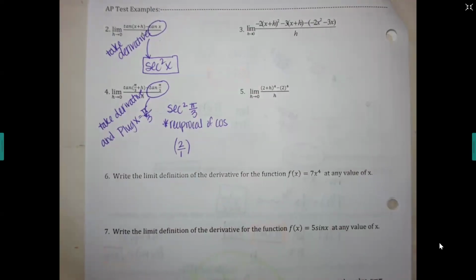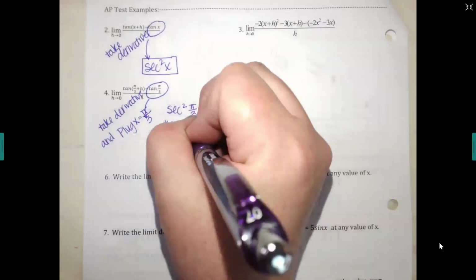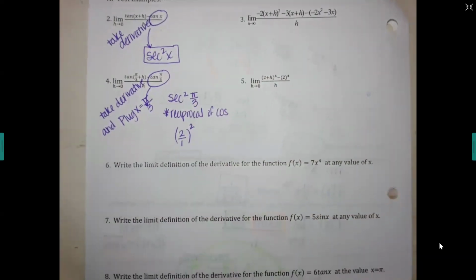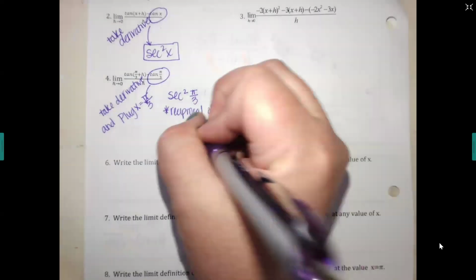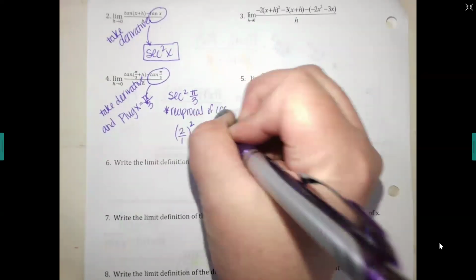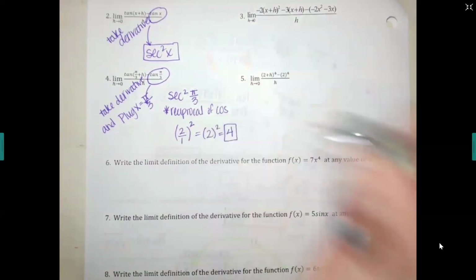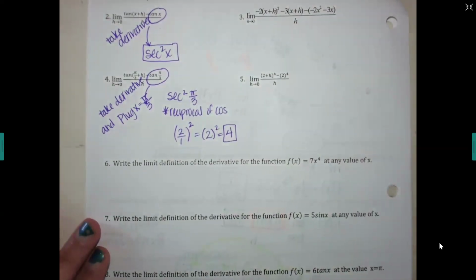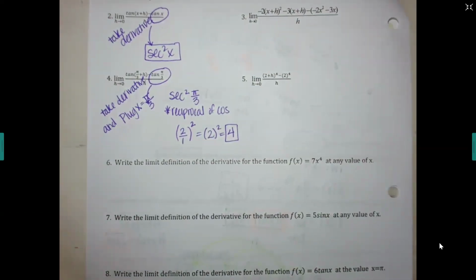Now, that is the answer for secant. What was my answer? Secant squared. Then I need to remember to square it. Now, 2 divided by 1 is the same as 2. 2 squared would give me 4. That's your answer. Okay? All right, take a look at number 3.